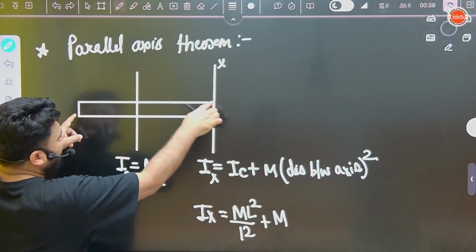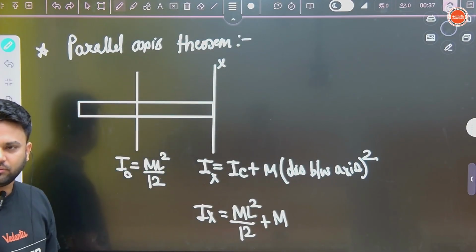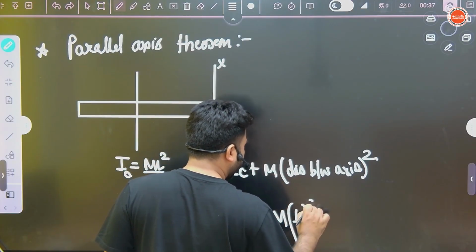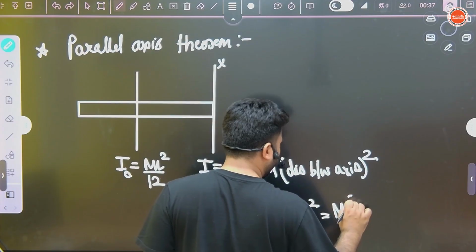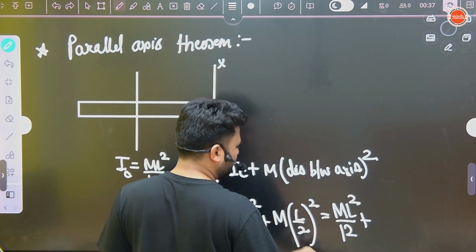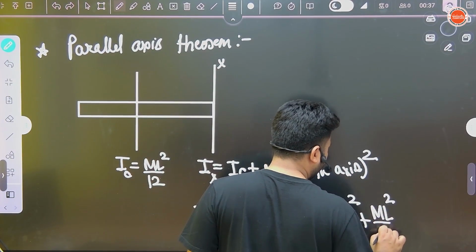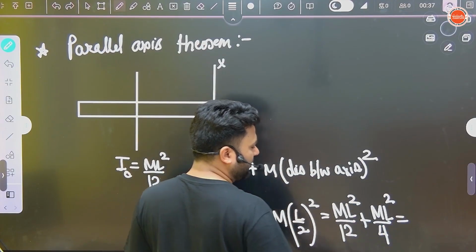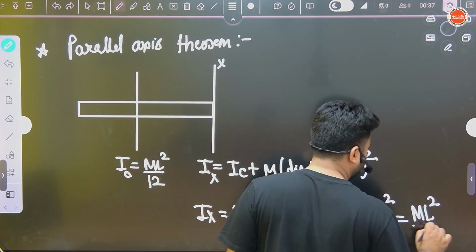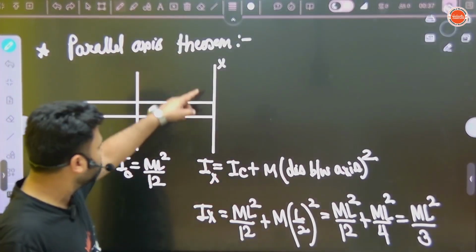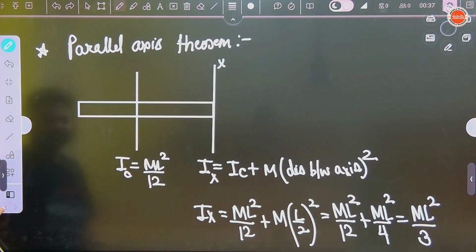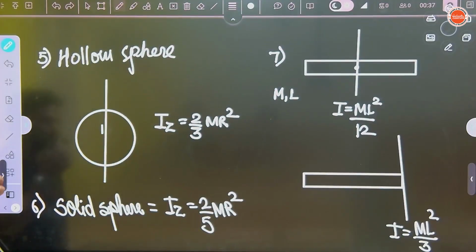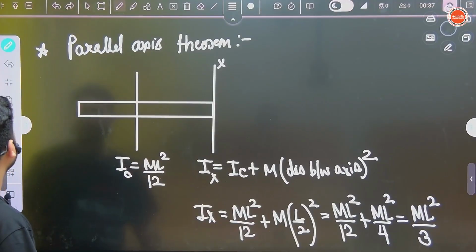What is the distance? The total length of the rod is L. The distance between the axes is L by 2. So L by 2 square. So this will be ml square by 12 plus ml square by 4. You take the LCM. So ml square plus 3 ml square, 4 ml square by 12, means ml square by 3. See, it is coming ml square by 3. The moment of inertia about this axis will be ml square by 3, and this we made you write also, ml square by 3. So this is the parallel axis theorem.